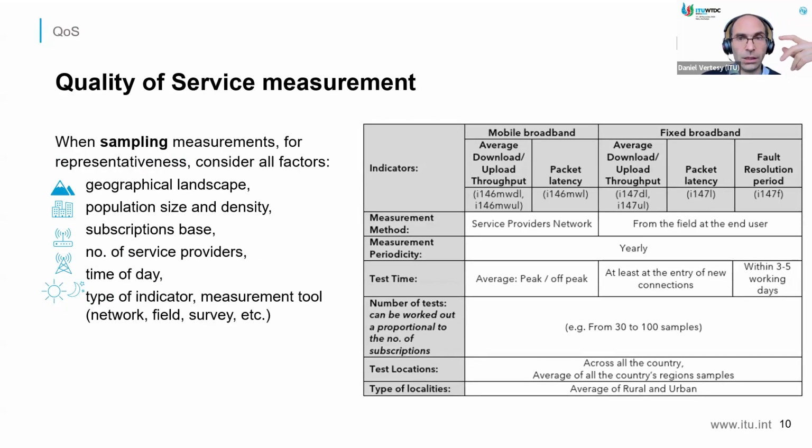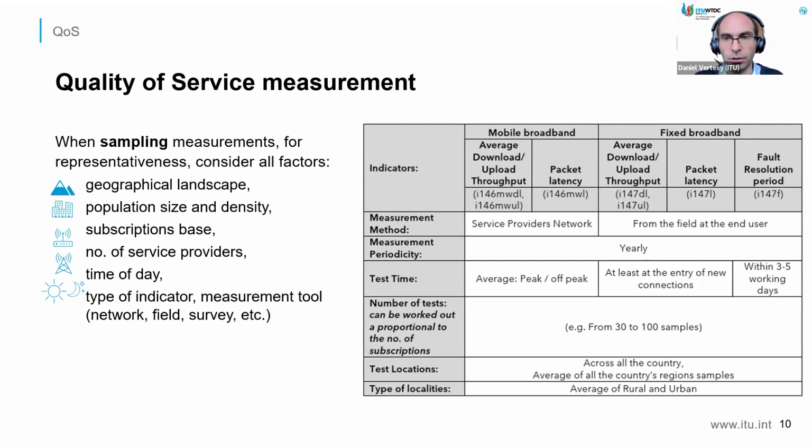Now, keep in mind that ITU is collecting one single number for the quality of service indicators, but we all know that this rests on many measurements, and sampling is critical to make sure that the number you provide is representative. So when you are doing a sampling, make sure to respect relevant factors such as geographical differences across the country, population size, population density, so urban, rural, where the subscription base is located. Consider the number of service providers and their subscription base. Consider differences in times of the day, peak, off-peak, and the type of indicator, whether measurement tool, what is the right measurement tool. So this is one of the recommendations of the EGTI subgroup.